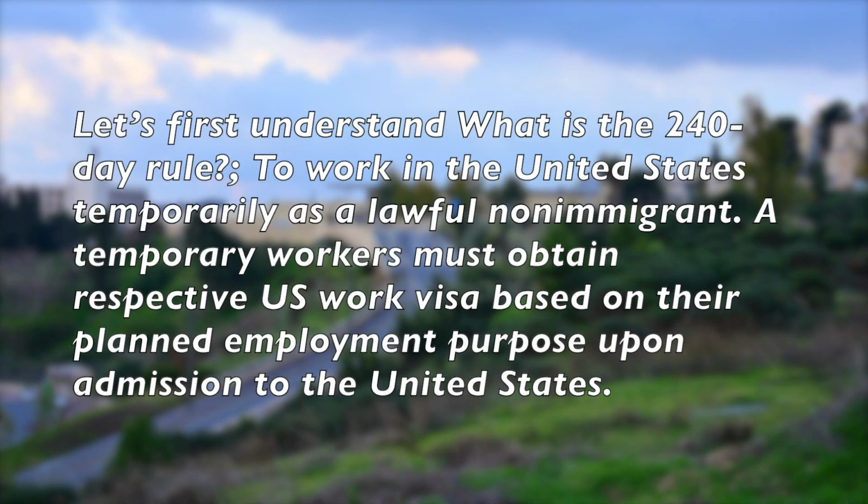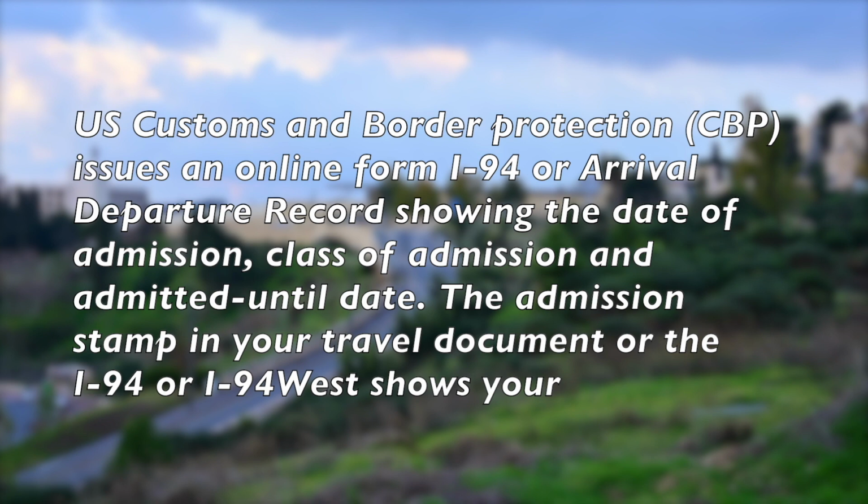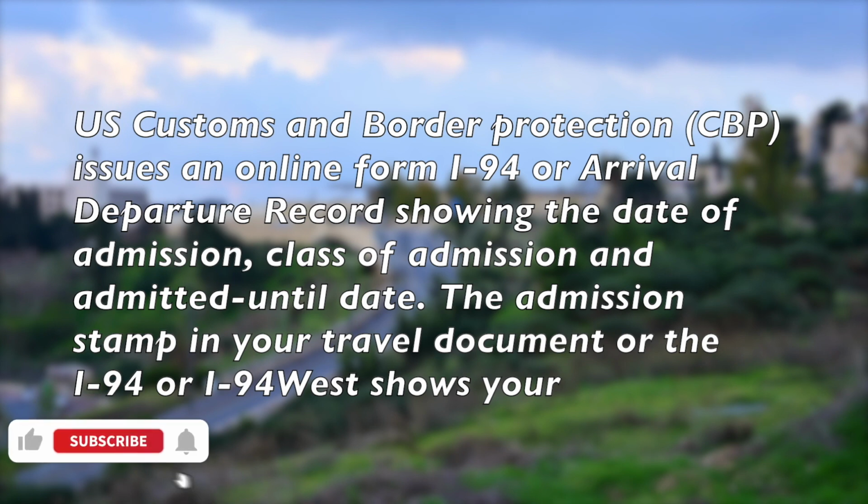Let's first understand what the 240-day rule is. To work in the United States temporarily as a lawful non-immigrant, temporary workers must obtain the respective U.S. work visa based on their planned employment purpose upon admission to the United States. U.S. Customs and Border Protection (CBP) issues an online Form I-94, or Arrival Departure Record, showing the date of admission, class of admission, and admitted until date.